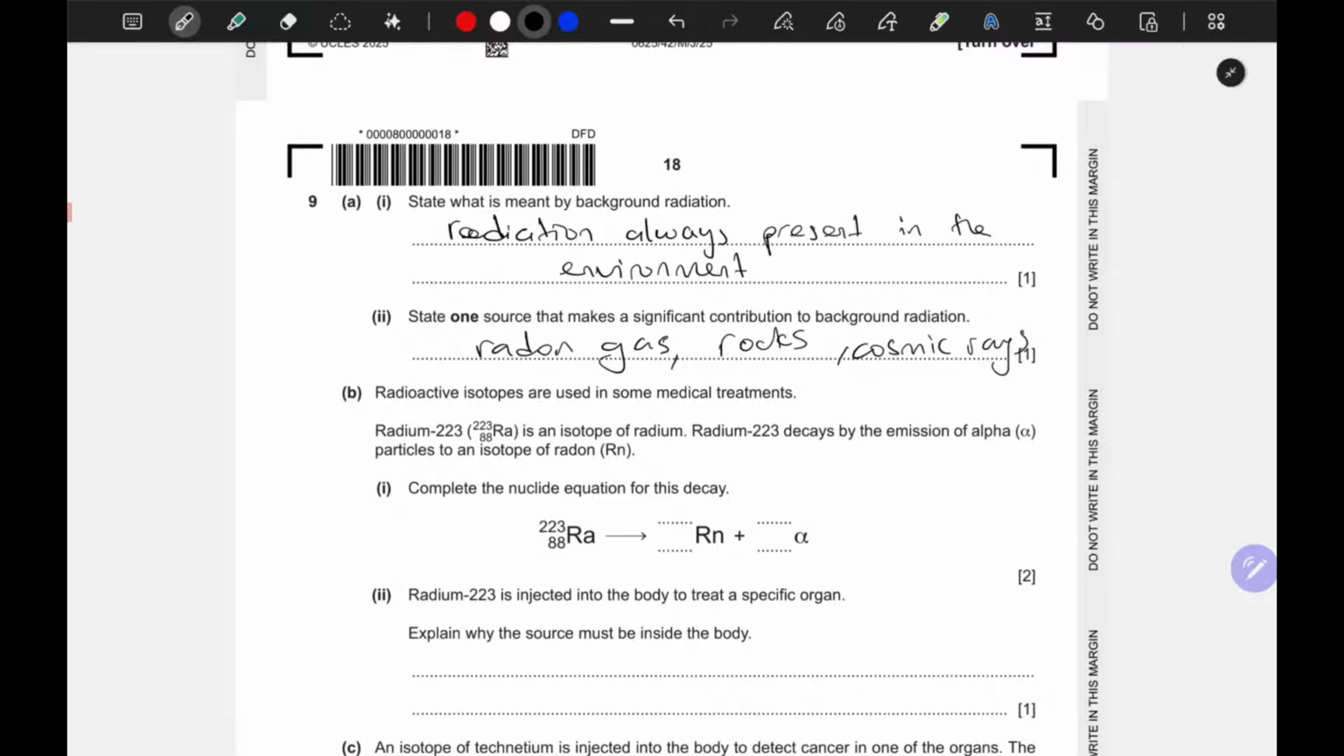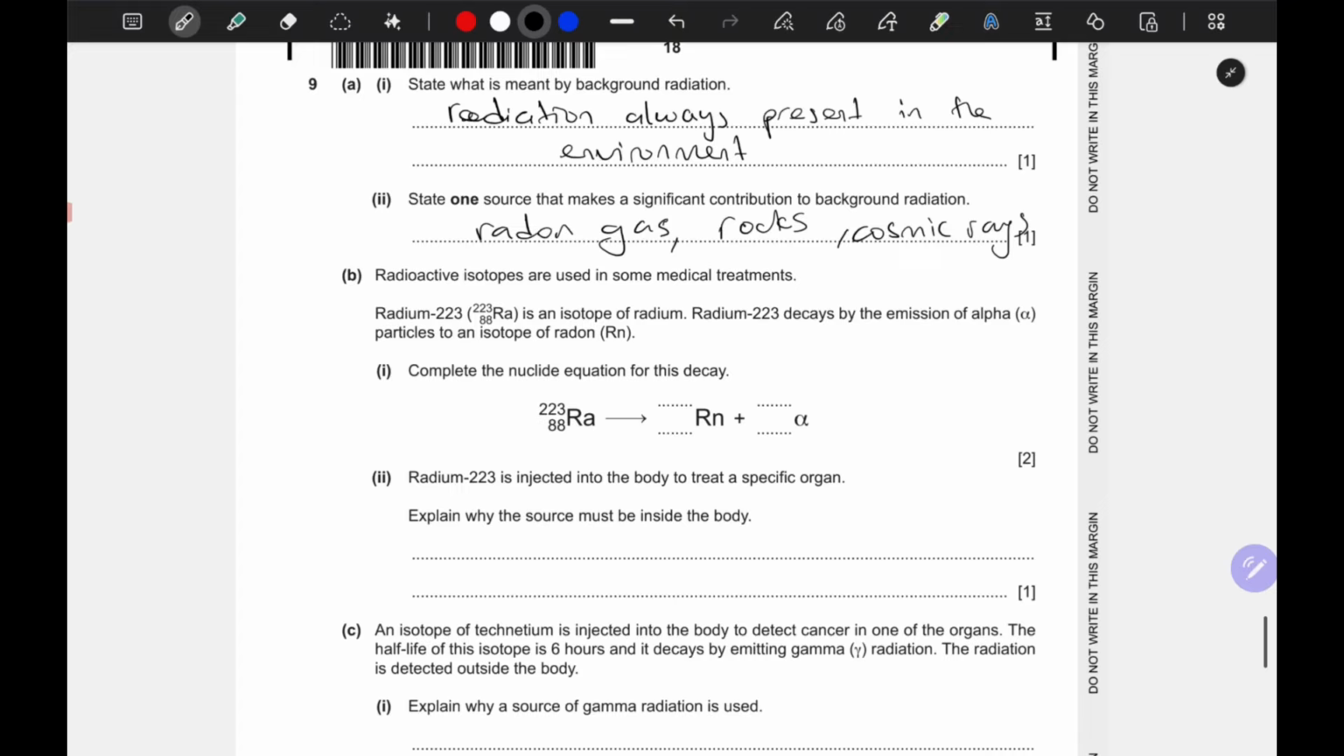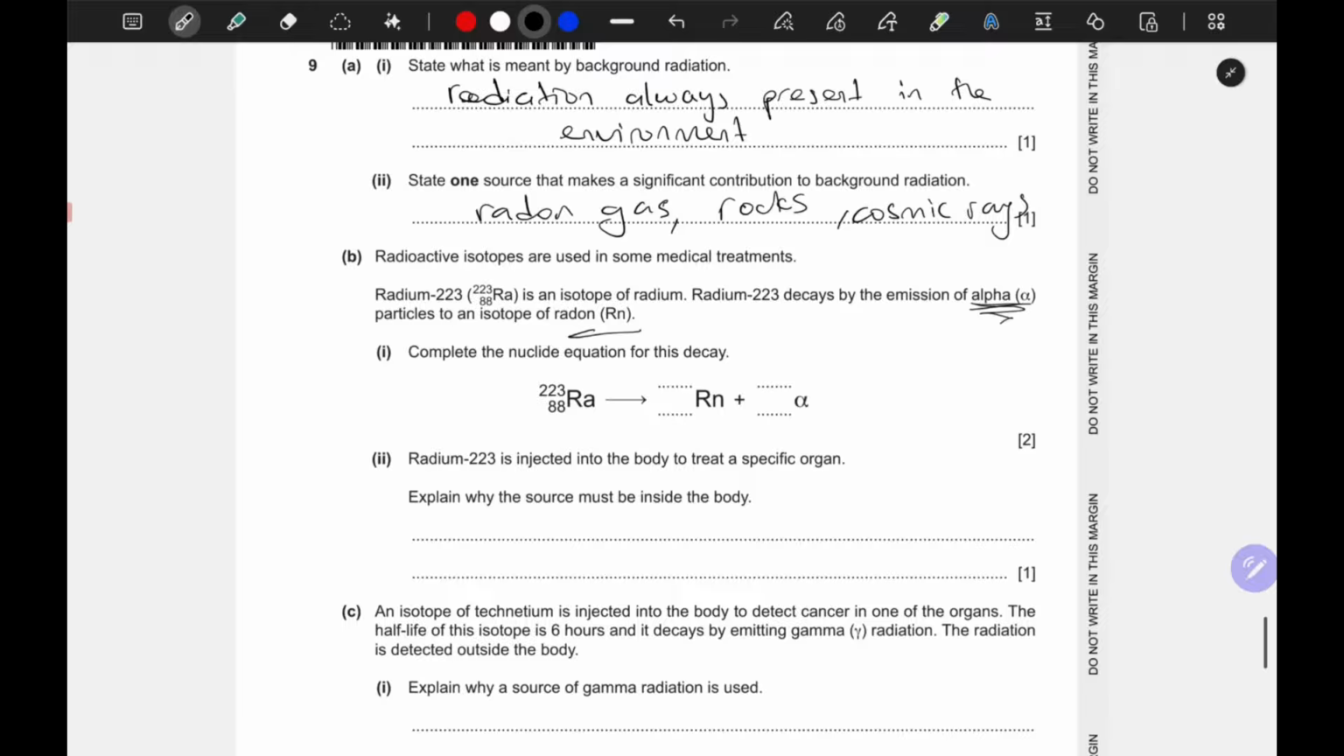Part B. Radioactive isotopes are used in some medical treatments. Radium-223 is an isotope of radium. Radium-223 decays by emission of alpha particles to an isotope of radon. Okay, oh, I mean radium. So radium becomes radon. Complete the nuclide equation for the decay.